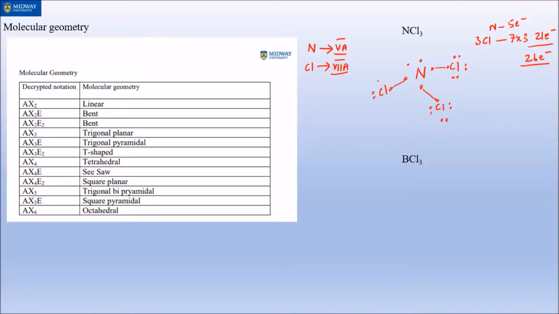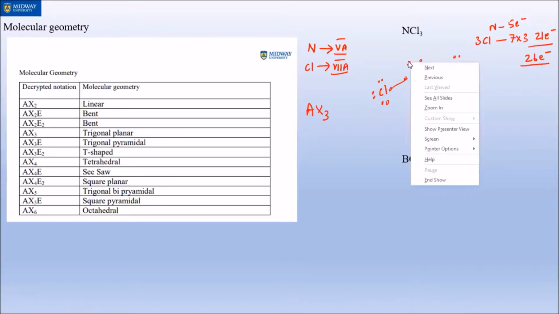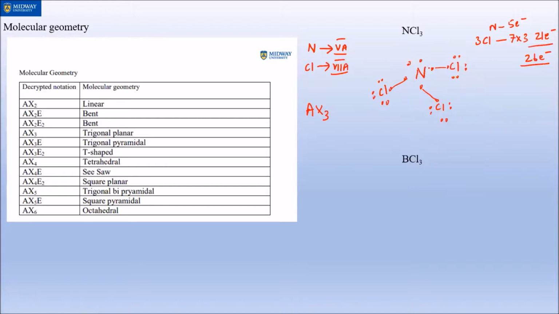Now what you see is the central element is A. We only have 1. We have 3 outer elements, so AX3. But out of the 5, only 3 electrons on the nitrogen have been used. 2 remain unused, right? Which is this, and that's called a lone pair. That's what I was referring to as a lone pair on the central atom. We have 1 pair on the central atom.